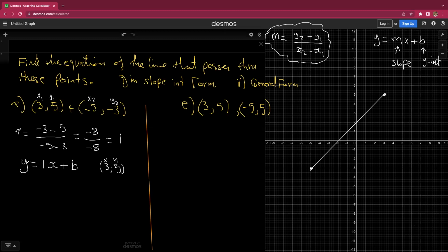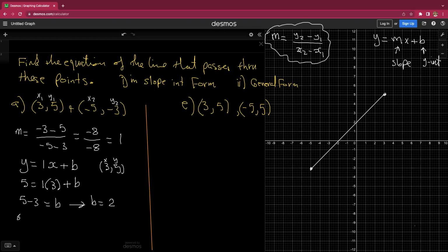So I need an x and a y. I know the y is 5 and the x is 3. So I just sub them into here. And y is 5 equals 1 and x is 3. So 1 times 3 plus b. Now 1 times 3 is 3. And then if I move the 3 to the other side, it becomes 5 minus 3 equals b. And therefore, b equals 2.